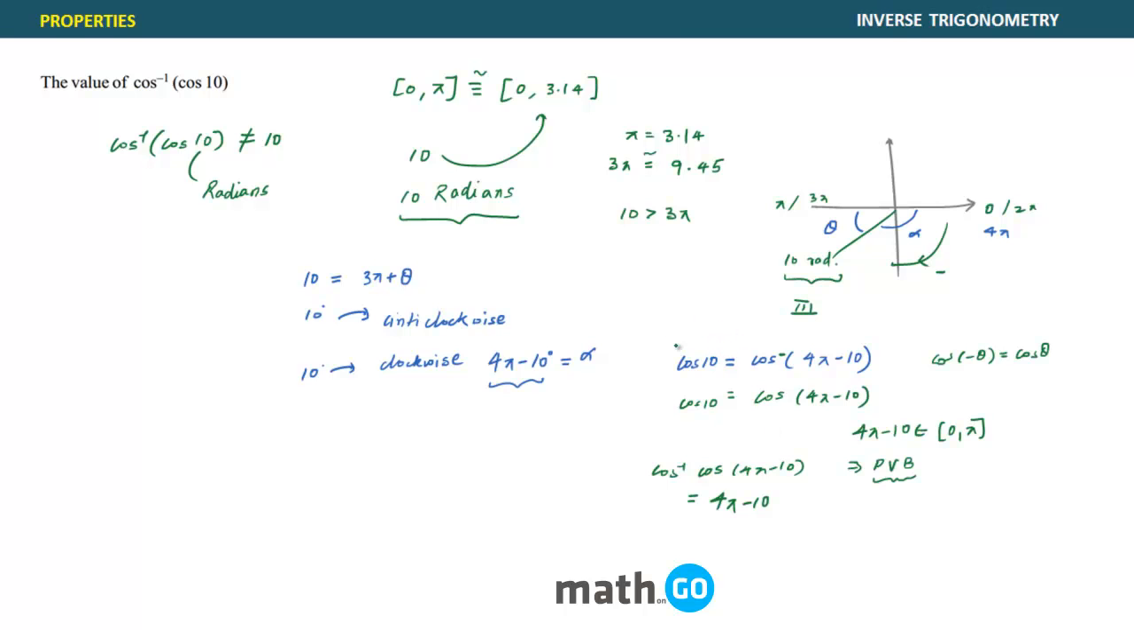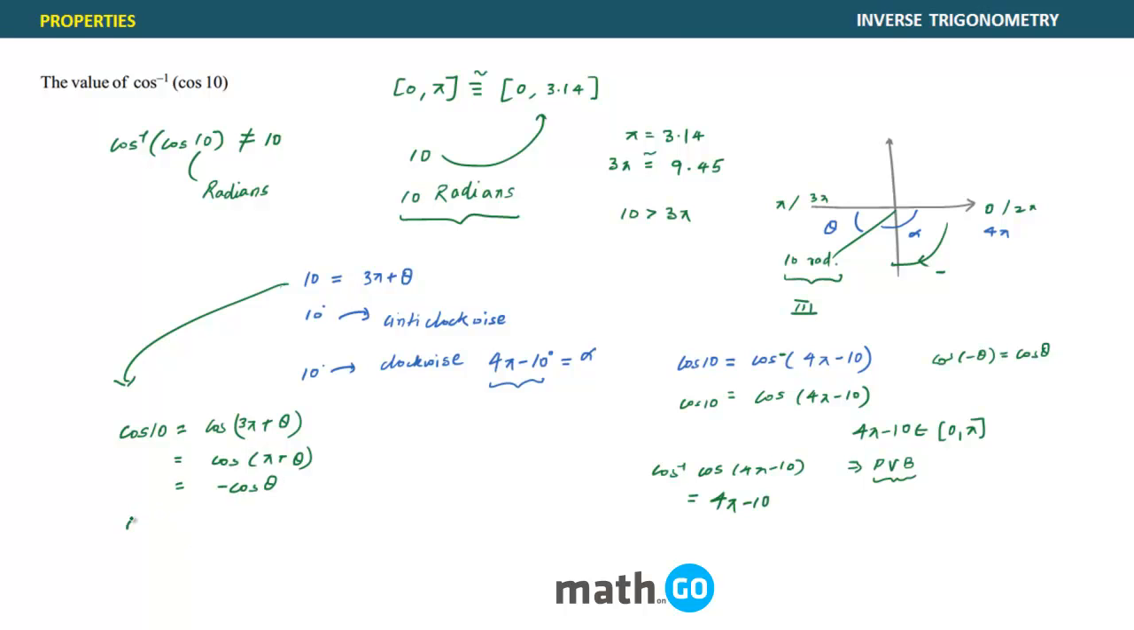Now I have seen students who struggle and say, sir, I want to follow this particular approach, that is 10 is equal to 3 pi plus theta. Let's start this then, that's not a problem. Let's take cos on both sides first. Cos 10 is now cos 3 pi plus theta, right? If you do this, how do you solve cos 3 pi plus theta? Cos 3 pi plus theta is nothing but cos pi plus theta, one and the same stuff, and this becomes nothing but minus cos theta.